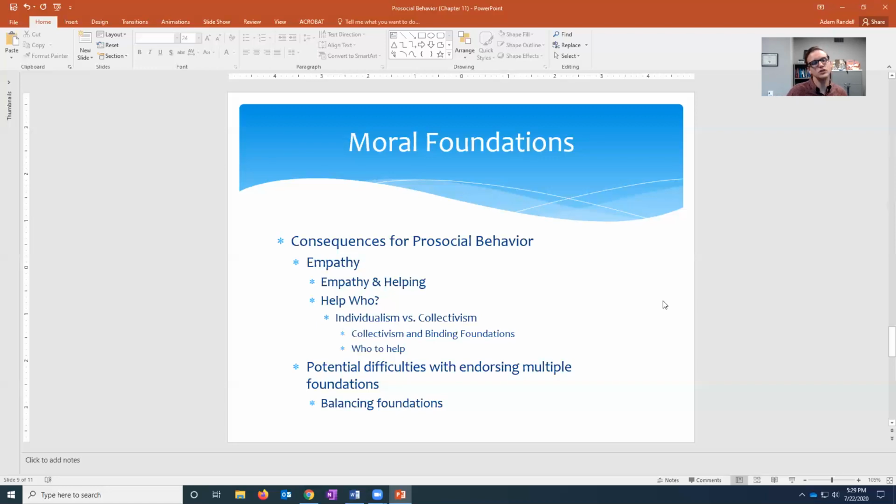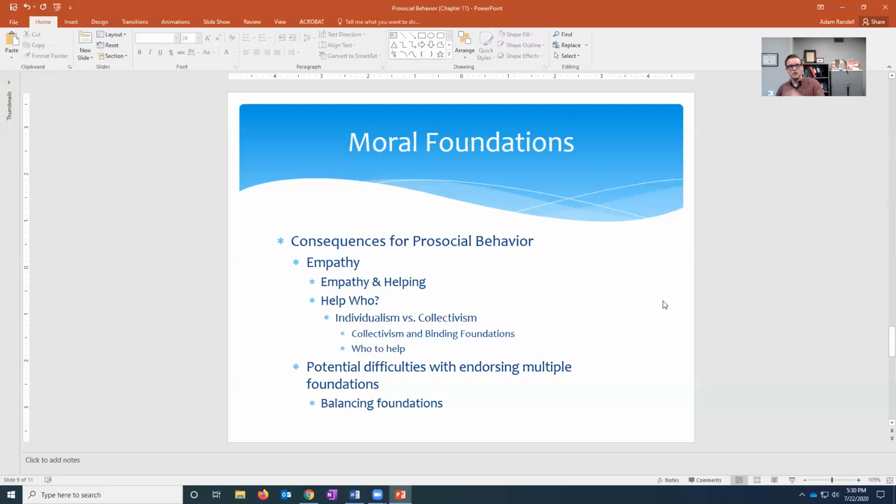Another potential difficulty of endorsing multiple foundations is having a harder time balancing the priority of those foundations. If we only endorse 2 of the 5 foundations, and you're faced with a dilemma putting loyalty versus, let's say, care, a binding foundation versus a situation relevant to care, and you're only endorsing the care foundation and not the loyalty foundation, you don't have to balance those. Screw loyalty. I'm going to make sure that what I considered a moral issue based on the care harm foundation, I'm going to see to fixing that.